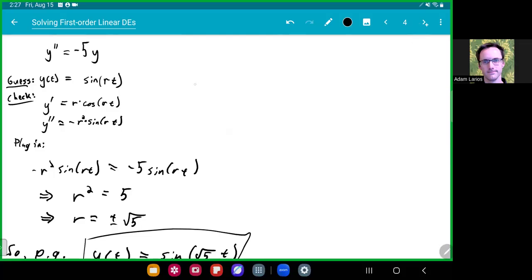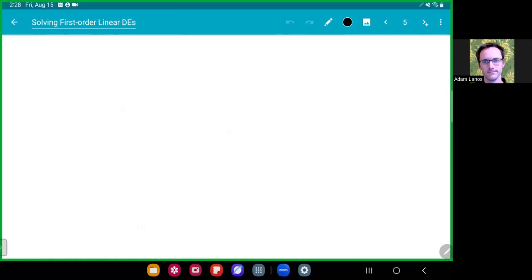Another interesting thing to try here would be, what if you tried cosine of rt? That also works. You can give that a try if you want. But if you try something like a tangent of rt, this will fail. And this is a pretty nice one to try. It involves taking some derivatives of the tangent function, which might not be so nice, but give it a try and see what happens if you're curious about that. So that's sort of the method of guessing solutions.